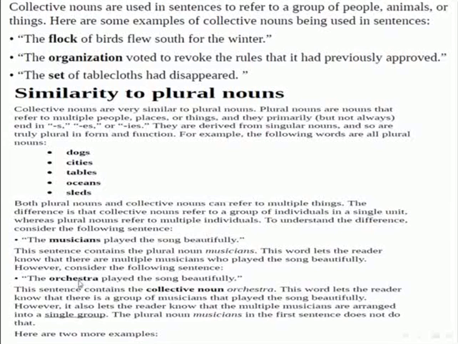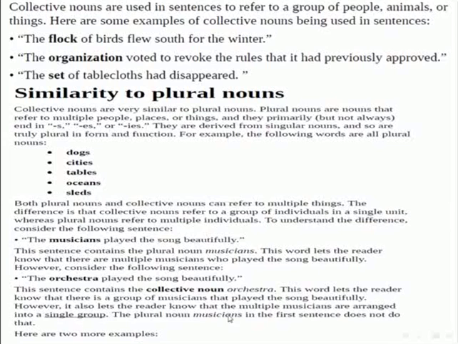The orchestra or the band, the same, played the song beautifully, right? Now, the sentence contains the collective noun orchestra. This word lets the reader know that there is a group of musicians that played the song beautifully. However, it also lets the reader know that the multiple musicians are arranged into a single group. Two things: in a single group, and there are multiple musicians.